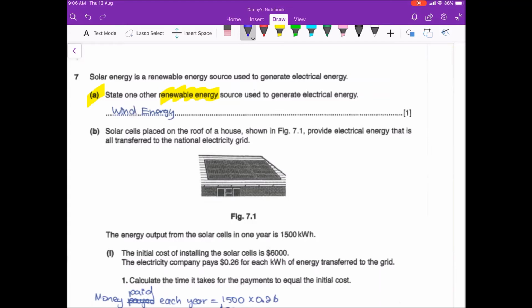Okay, so you have to name one other renewable energy source. Wind energy, from the wind, is okay. You can talk about geothermal, using the heat from deep underground. There are many other renewable energy sources, so please go and read about it. This is a good example showing you that Cambridge likes to pick out small pieces of content from the less popular portion of your textbook.